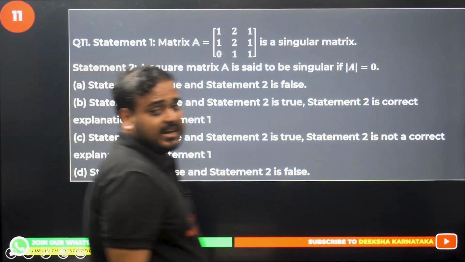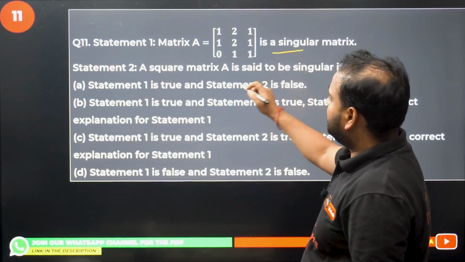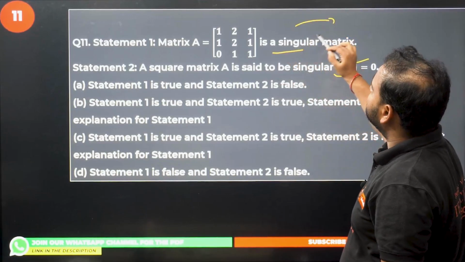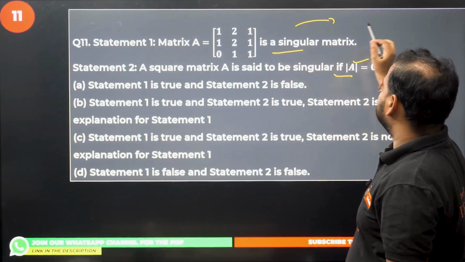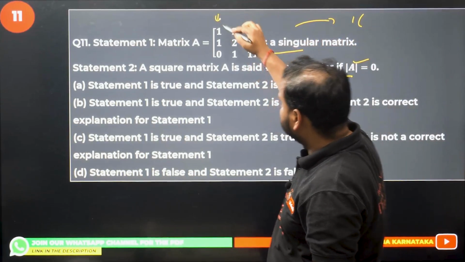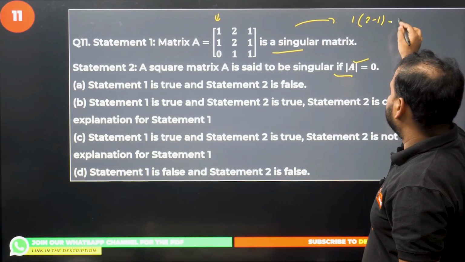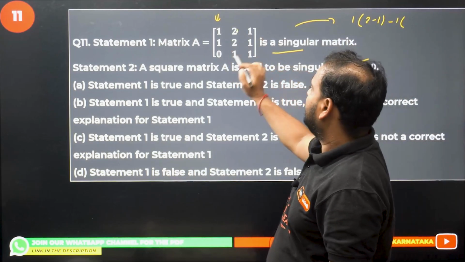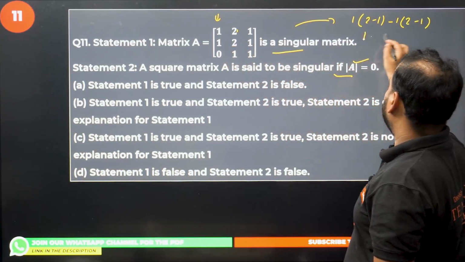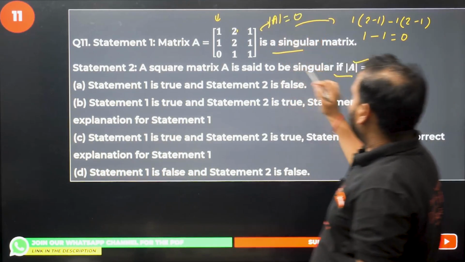Okay, now this is a statement-based question. Matrix A is given like this, it is a singular matrix and a square matrix. Okay, this is true. Let's check for this part first. Singular means, okay, I'll check for this. So for 1 I get what? If I expand across my first column, I'll get 1 times (2 minus 1). Then I'll get minus 1 times, for this element, this and this cancel, I get 2 minus 1 again. If you check, this will become 1 minus 1. Answer is 0. So the determinant of A is coming as 0, and that is true.